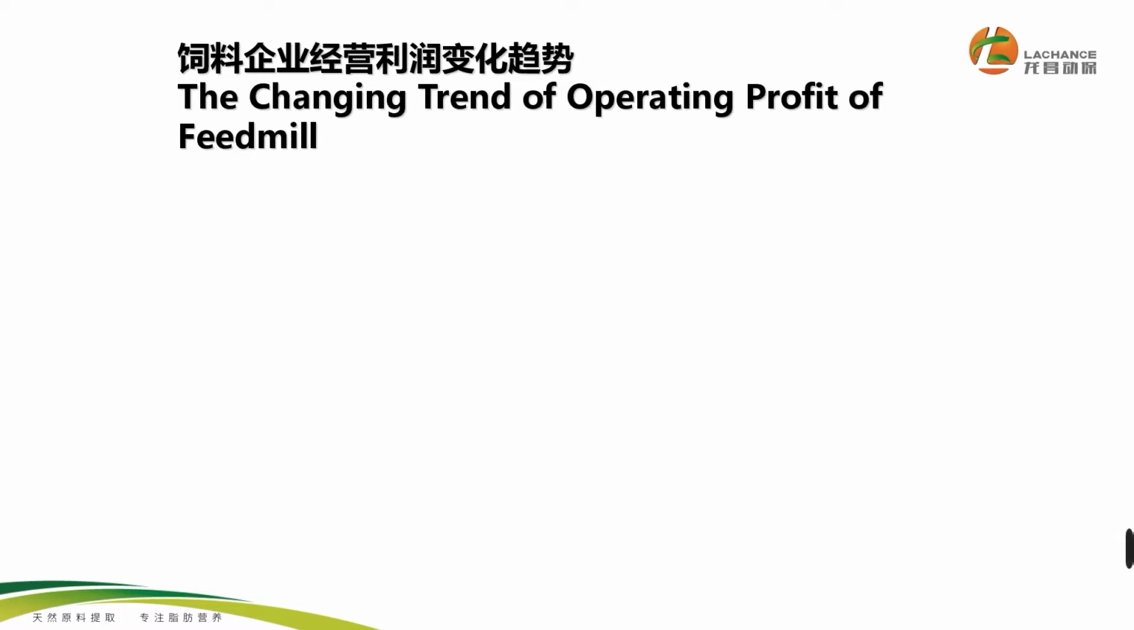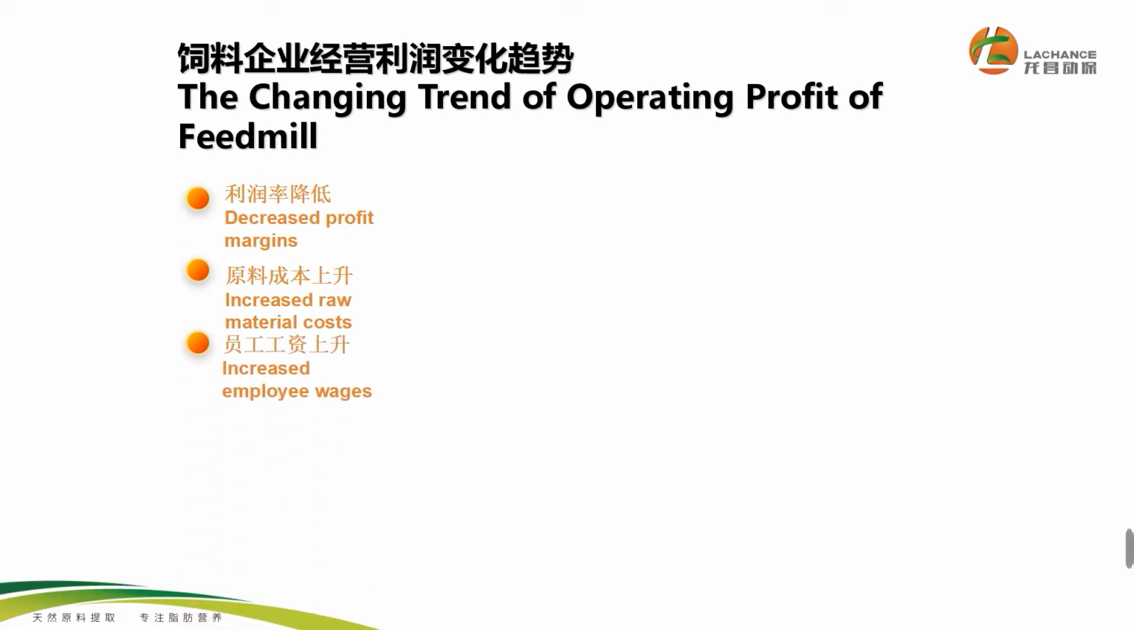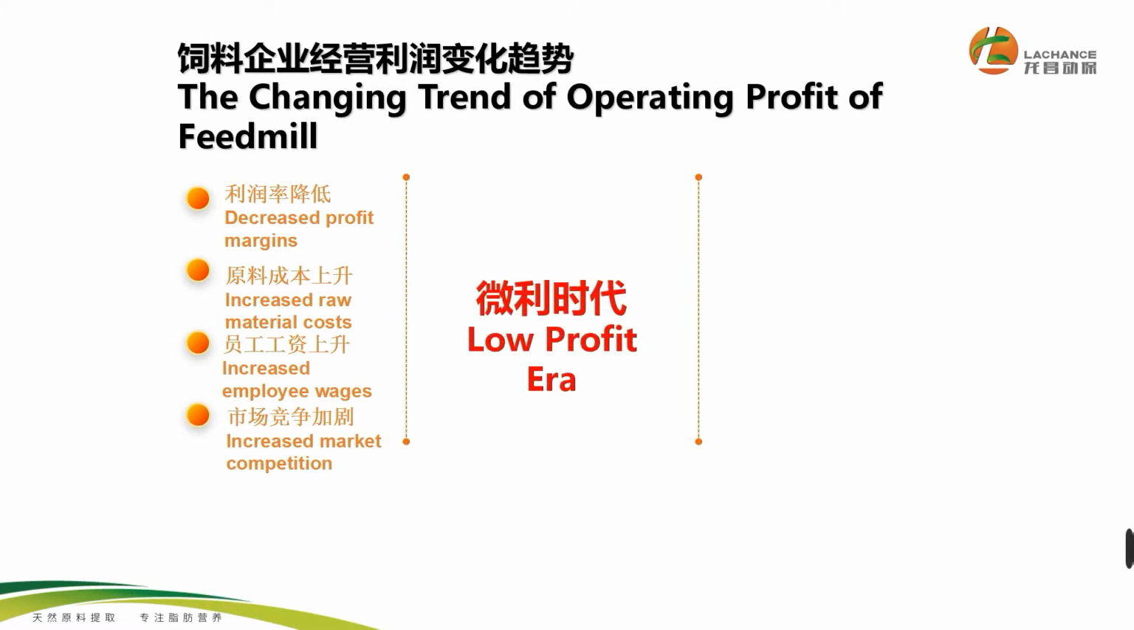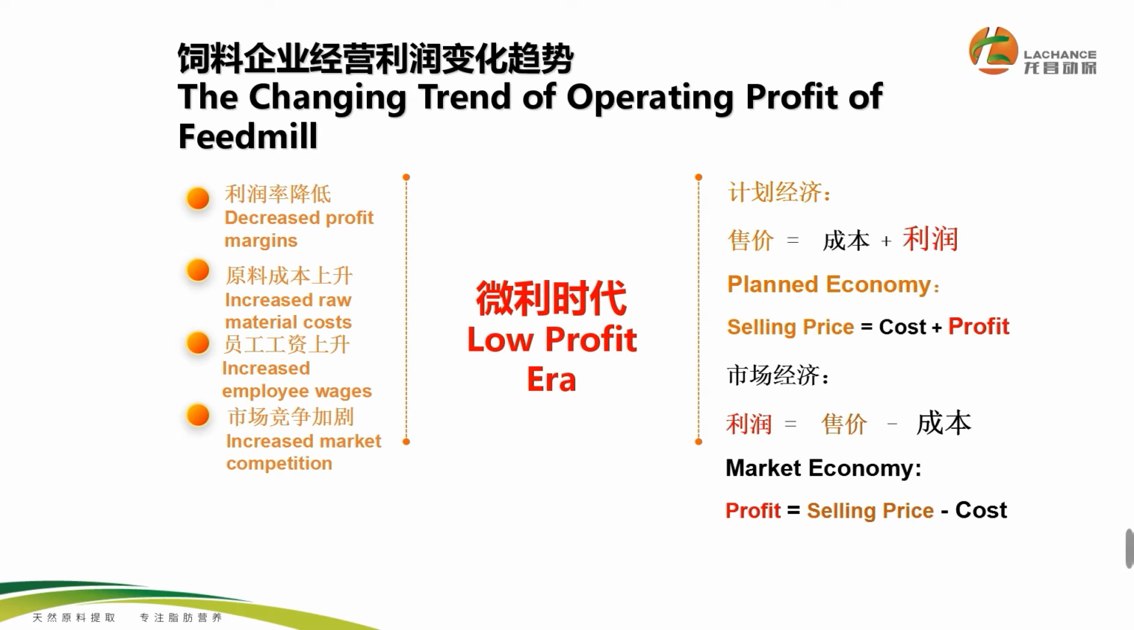Then I will show you the changing trend of the operating profits of the feed mill. Decrease the profit margins. Increase the raw material cost. Increase the employee wages. Increase the market competition. So now we are in the low profit time. In the planned economic time, the selling price is cost plus the profit. Now, in our market economy, the profit is selling price minus cost. So, the trend has changed.